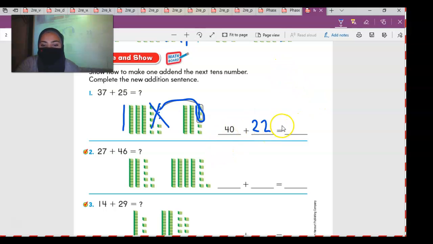So 40 plus 22 is what? 42. No. What's 0 plus 2? 2, but what's 4 plus 2? 4, 5, 6, 62.